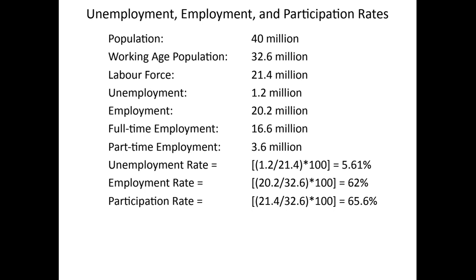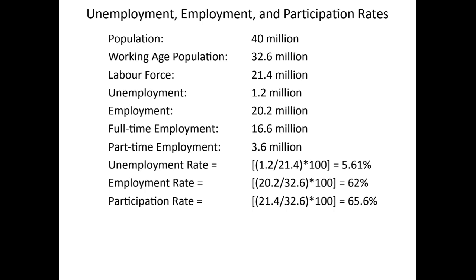Out of this working age population, 21.4 million people are in the labor force. It means 21.4 million people are either employed or looking for work. Unemployment, this is not unemployment rate, this is unemployed workers. So there are 1.2 million workers who are actively looking for employment. Employment does not mean employment rate. Employment means number of persons, or workers, who are employed.